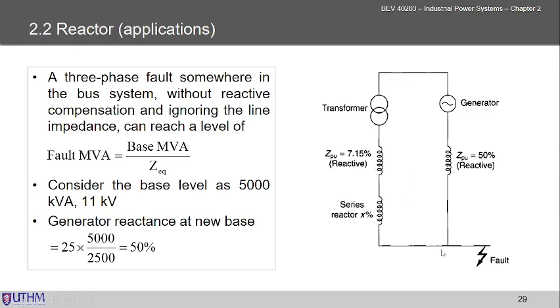Due to the fault here, we try to reduce the fault current. So how do we reduce it? That means we need to have a series reactance here. Okay? We need to install a series reactance here.